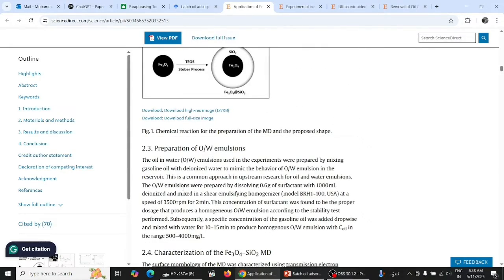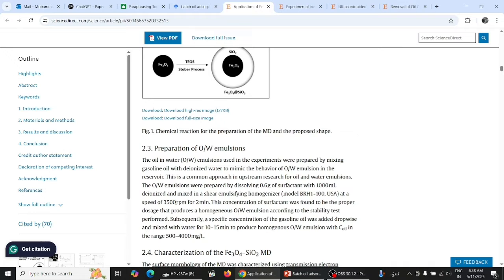We prepared a mixture of gasoline oil with deionized water to mimic the behavior of oil-water emulsion in a reservoir. This is a common approach in upstream research for oil and water emulsion. The oil-water emulsion is prepared by dissolving 0.6 gram of surfactant in 1 liter of deionized water and mixing in a shear emulsifying homogenizer at a speed of 3500 rpm.